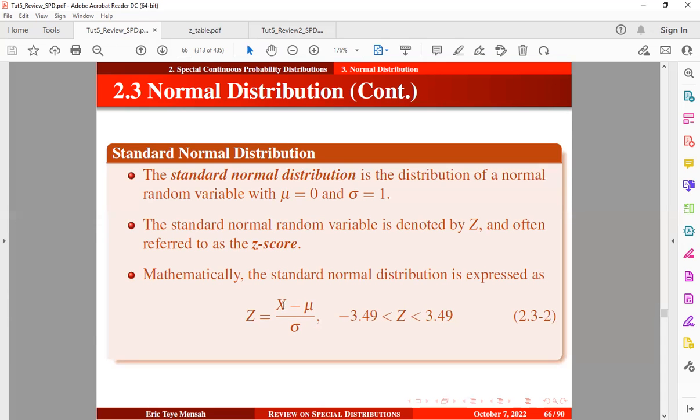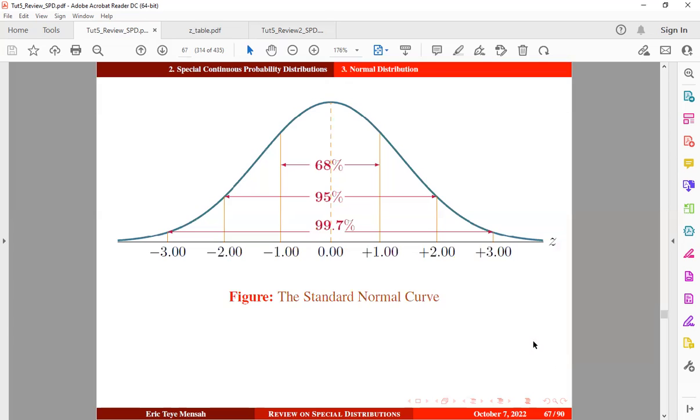Anytime you standardize a variable, it will have a mean of 0 and a standard deviation of 1. And it will always range between these two values, minus 3.49 and 3.49. So this is how the standard normal curve will look like. The mean will be 0 and the incremental variation is just 1.